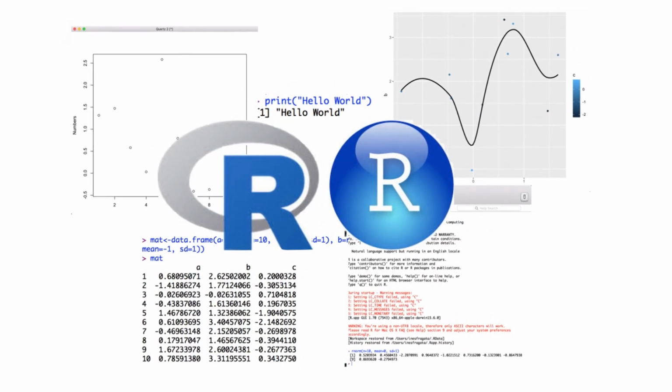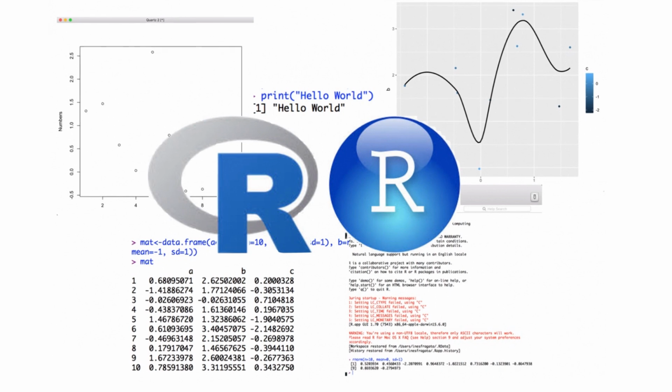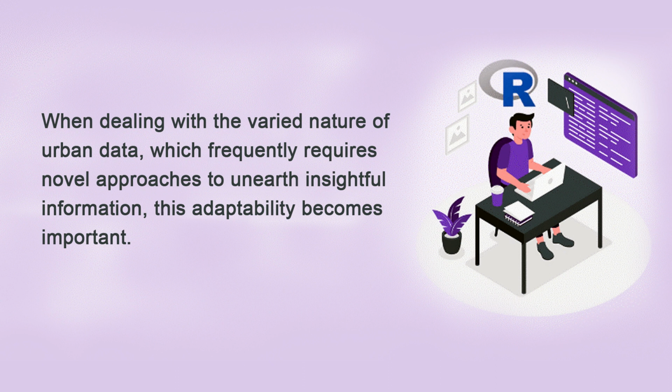R is a flexible programming language and it also meets the complex requirements of the researchers exploring urban dynamics. Because of its adaptability, specialists can create specialized studies that answer the precise issues raised by the urban environment. Within the constraints of R's environment, researchers can modify data, they can apply sophisticated statistical models and also develop customized algorithms. When dealing with the varied nature of urban data, which frequently requires novel approaches to unearth insightful information, this adaptability becomes very important.